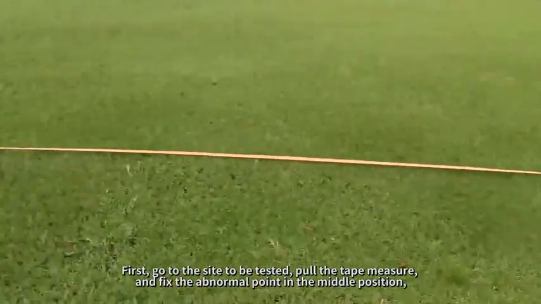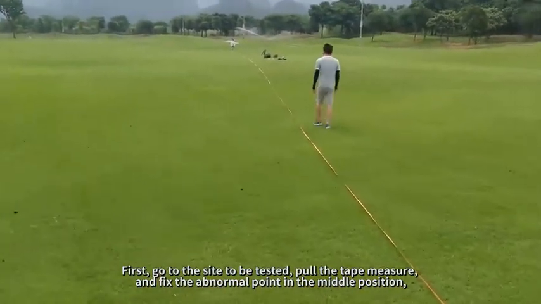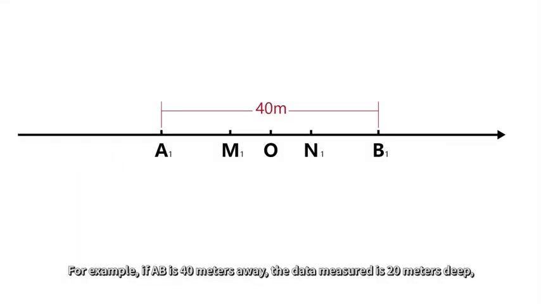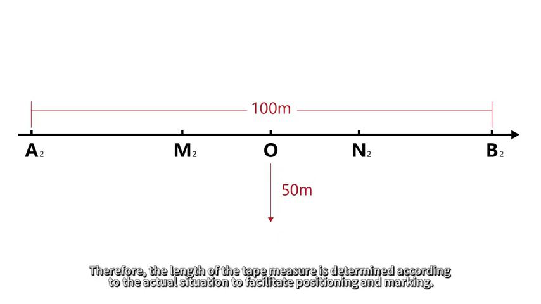First, go to the site to be tested, pull the tape measure, and fix the abnormal point in the middle position. The measured depth is achieved by increasing the length of the AB line. For example, if AB is 40 meters, the data measured is 20 meters deep. If AB is 100 meters, the data measured is 50 meters deep. Therefore, the length of the tape measure is determined according to the actual situation to facilitate positioning and marking.